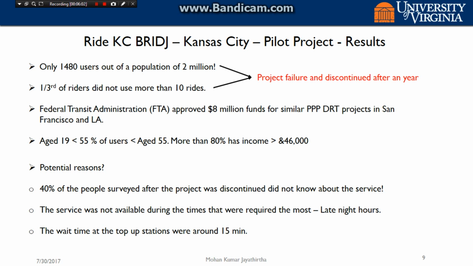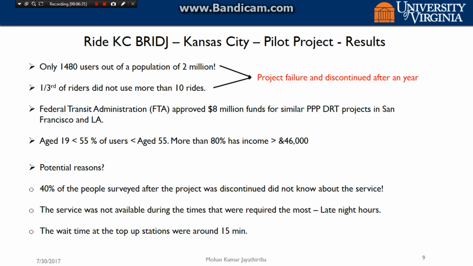However, other results worth noting: during the course of this project, the Federal Transit Administration approved huge grants for similar public-private partnership projects in San Francisco and LA. Another interesting aspect was that the age group of the users was between 19 and 55, and more than 80% of them had an affluent background, which was something worth noting.